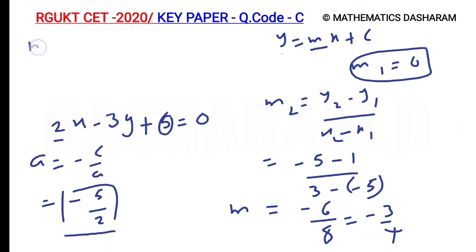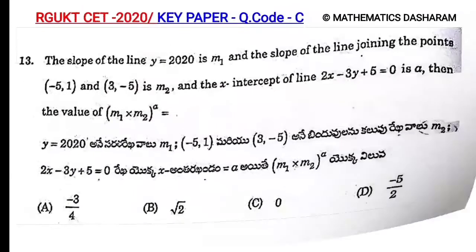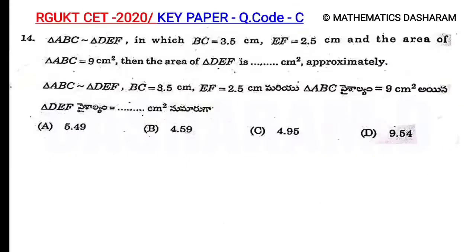So now he is asking m1 into m2 all to the power of a value. So m1 value is 0, into m2 value is minus 3 by 4 all to the power of minus 5 by 2. 0 into anything is always 0. So the total answer is 0. So option C is correct.